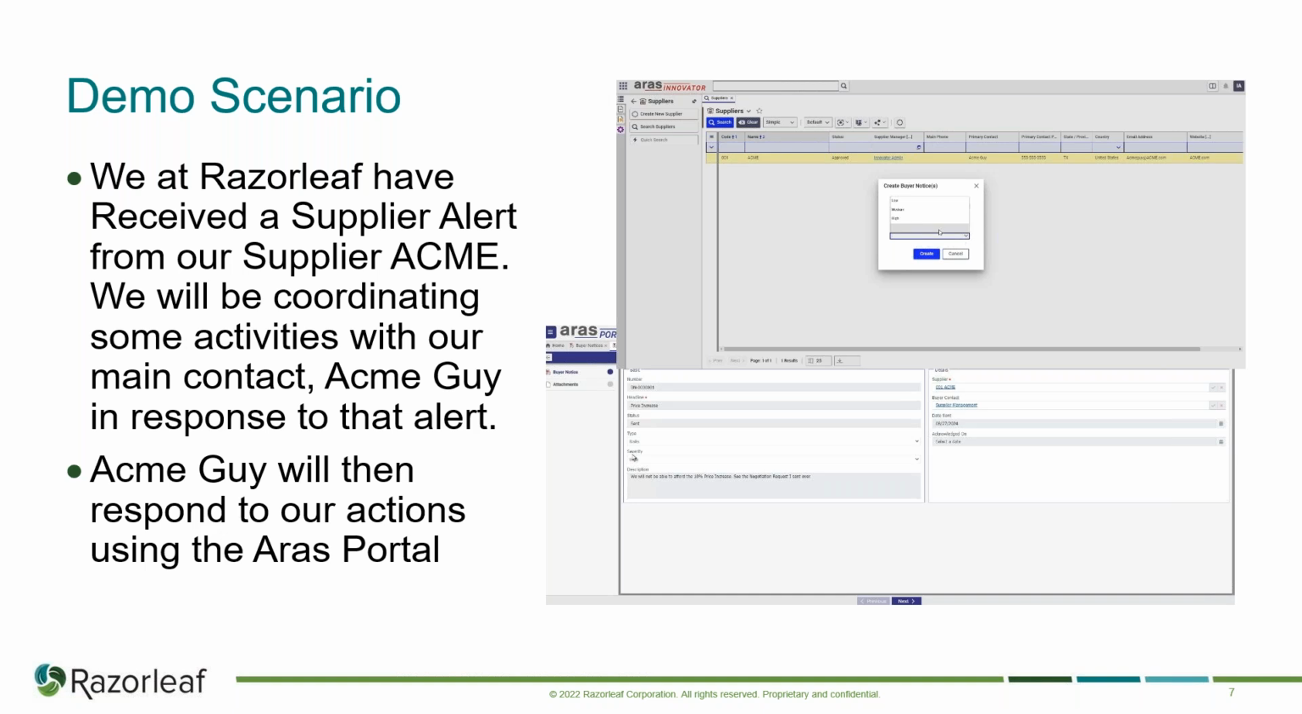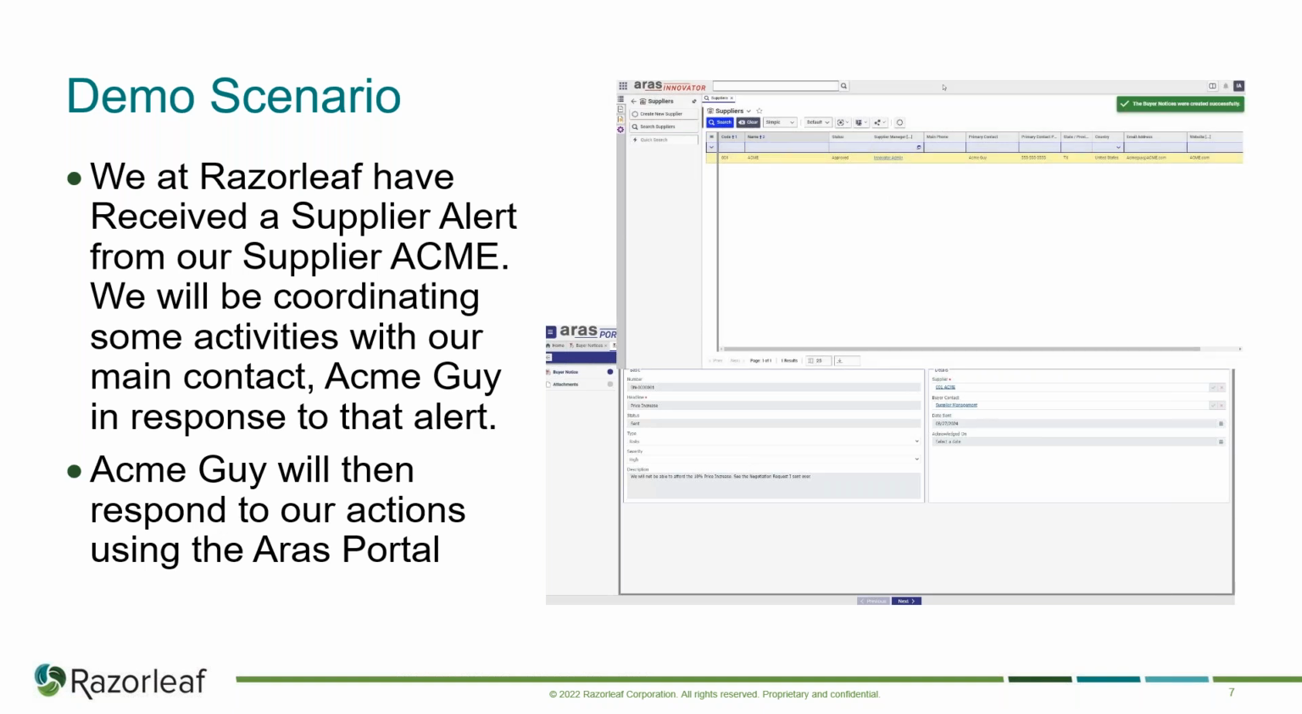Then Acme guy is going to be able to go into the Aras portal and interact with us, respond to our actions, vote on our workflows, and review some data that we've made available to him. So you'll see some action going on with our Aras UI and the Aras portal. That's a user going in, creating a buyer notice, and then our Acme guy being able to log in, open that buyer notice, and review what information's been provided to him.